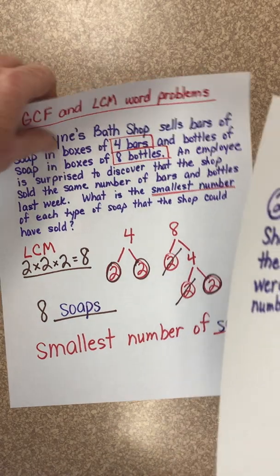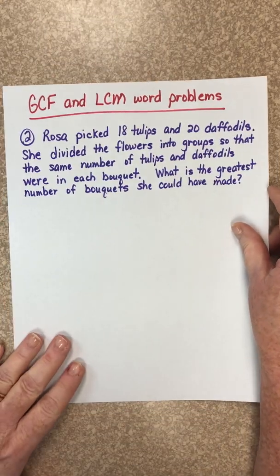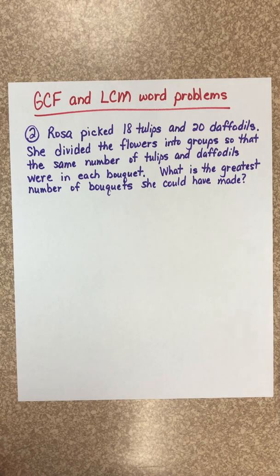Let's look at a second example. Rosa picked 18 tulips and 20 daffodils. She divided the flowers into groups so that the same number of tulips and daffodils were in each bouquet. What is the greatest number of bouquets she could have made?